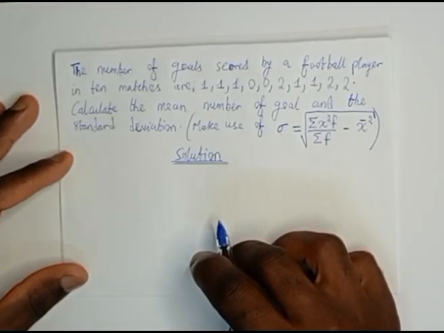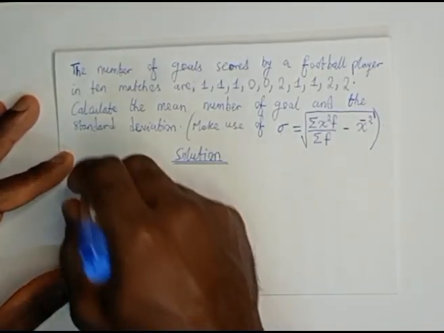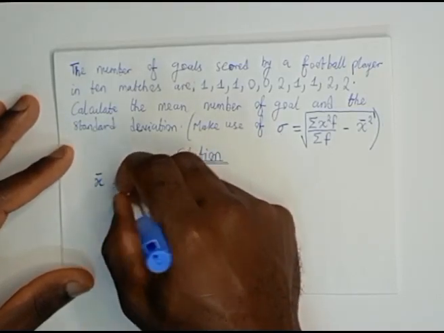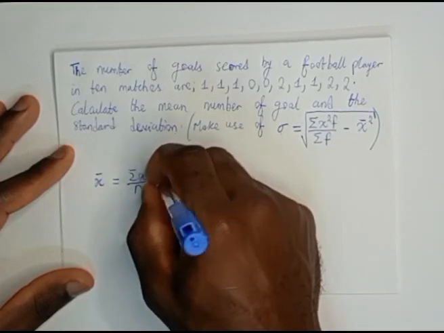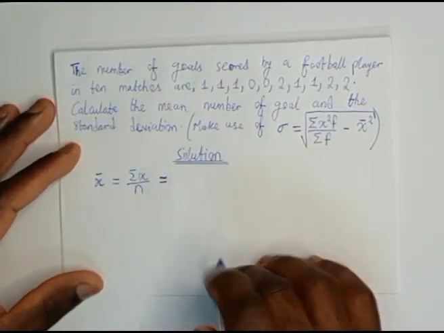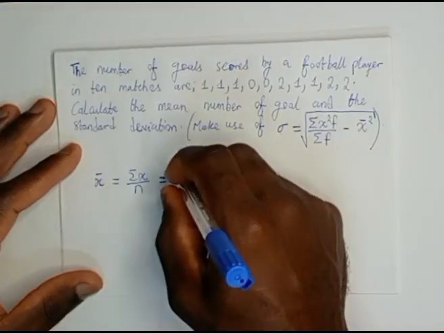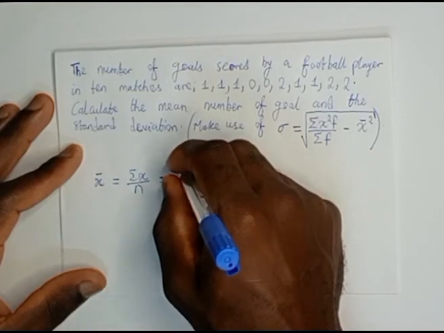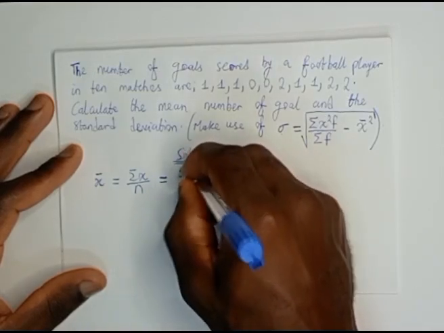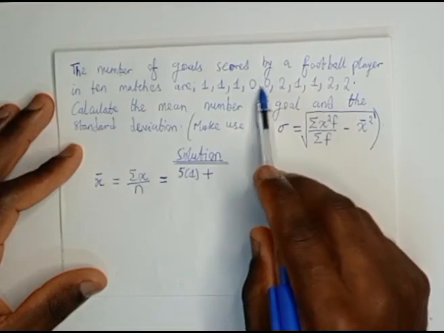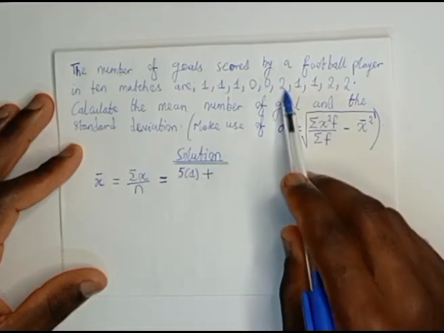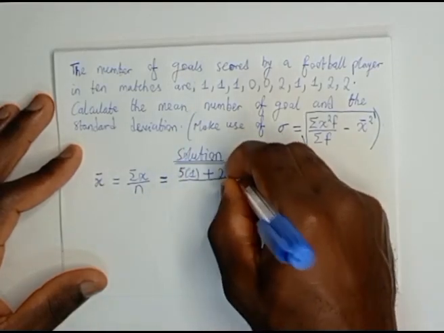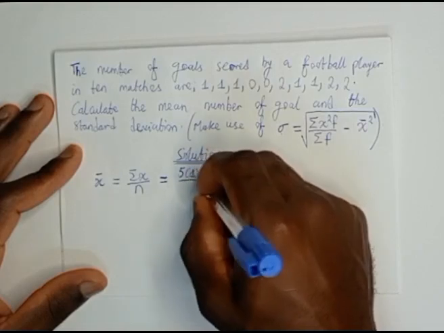For us to answer this question, first thing we are going to start by calculating the mean, x bar. It is simply equal to summation x all over n. This will simply be equal to, we are going to add all these numbers. We take the number 1, it appears 1, 2, 3, 4, 5. You can write this as 5 times 1 plus 0, we don't need 0, plus 2 appears 1, 2, 3 times, plus 2 times 3. Then we divide this by the number of observations. There are 10 of them.